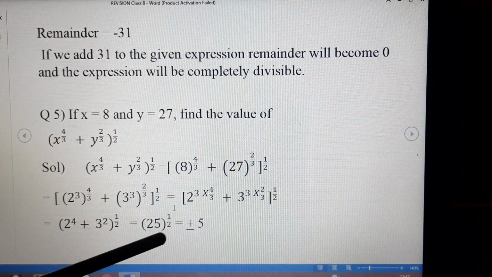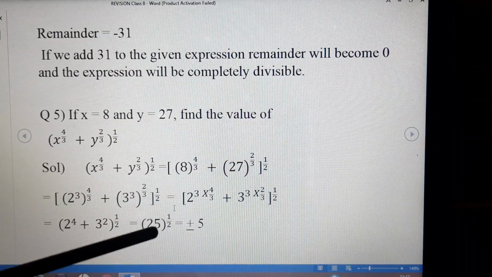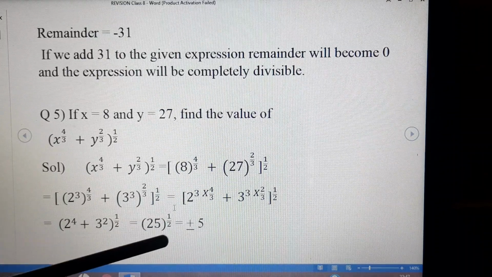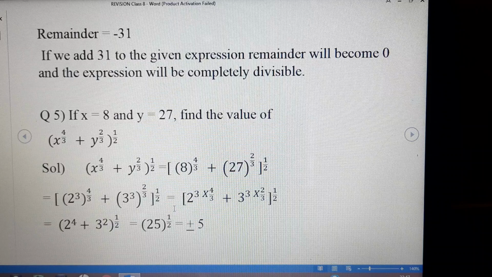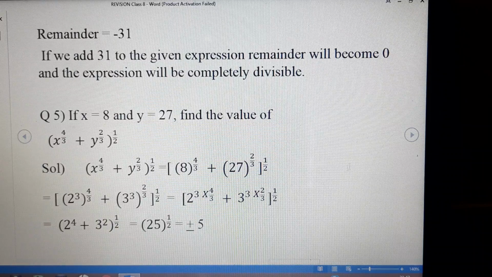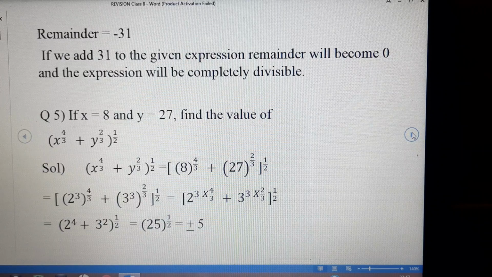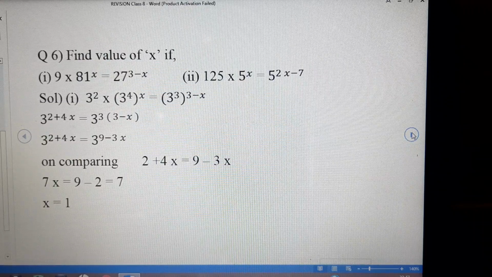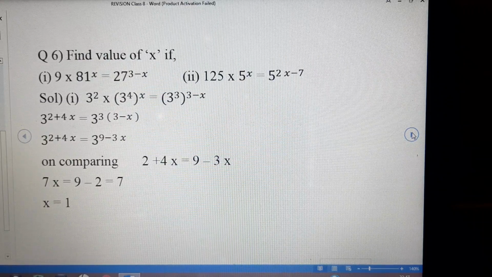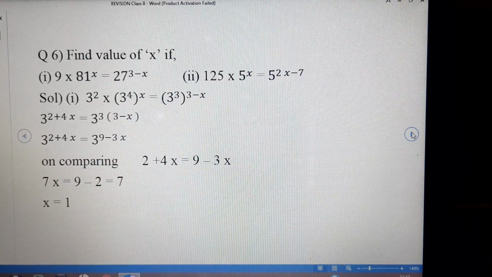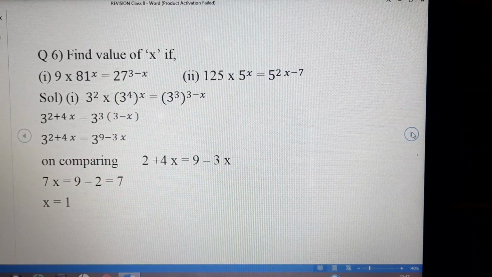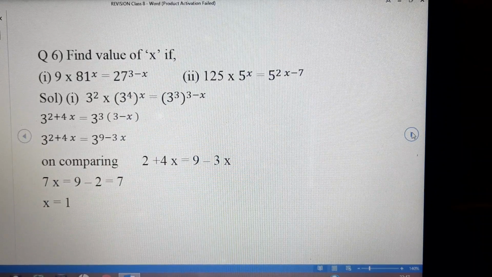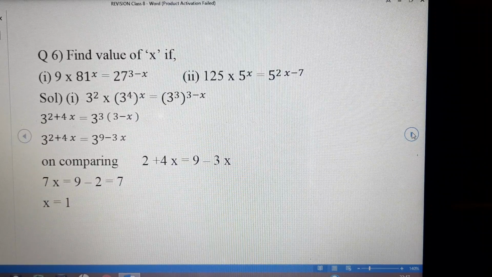So power 1 upon 2 means this can be written as 5 square. Then 2 into 1 upon 2, 2 and 2 can be cancelled. Or you can understand power 1 upon 2 is under root only. That's why it is plus minus 5. 2 answers will be there. Fine. Moving on to the next part. Remember, under root means power 1 upon 2. Are you getting it? And cube root means power 1 upon 3.